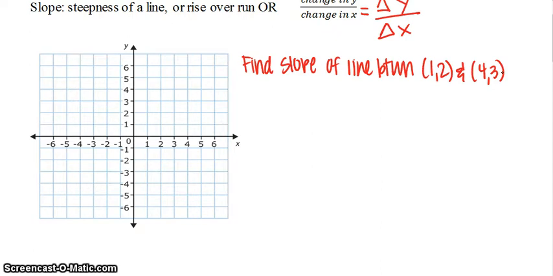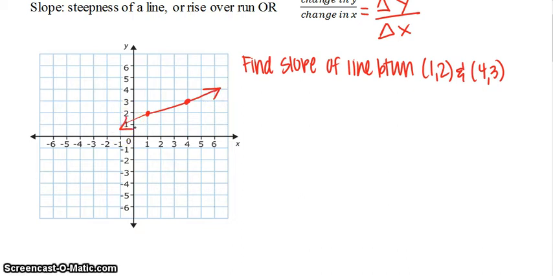So I'm going to graph it. It's (1, 2), so I'm going to go over 1 for the x coordinate and up 2 for the y coordinate, so that's my first point. And then I'm going to go over 4 and then up 3, so these are my 2 points, and then my line will be somewhere like this. It's not perfect, but it's close enough. Okay, so that's my line.